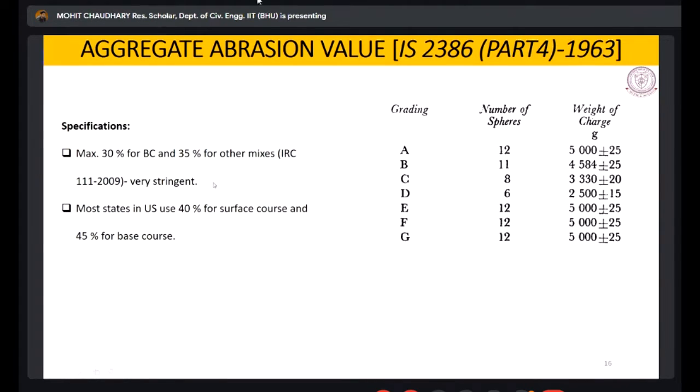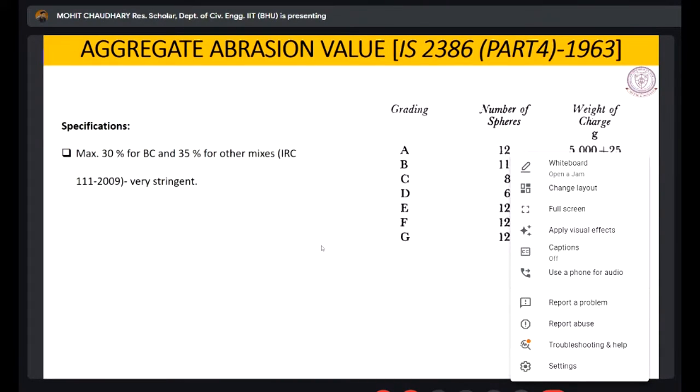So I was talking about the aggregate abrasion values. The IRC has recommended a maximum of 30% value that can be tolerated in terms of abrasion, and 35% can be for other mixes. But this value is very stringent. I mean, we can see that we are very strict about abrasion value.